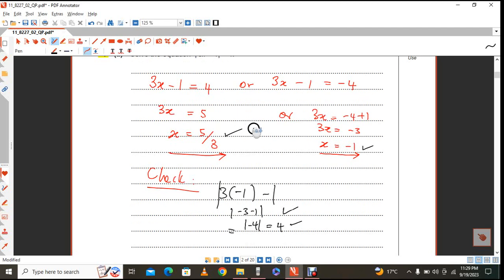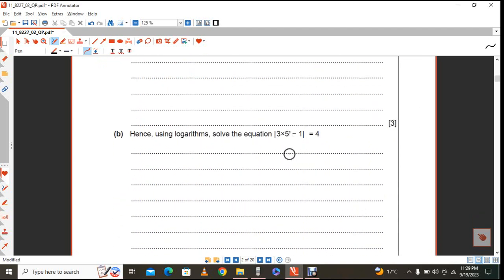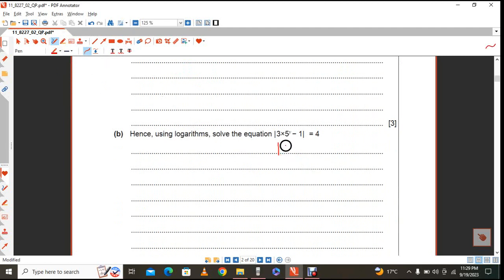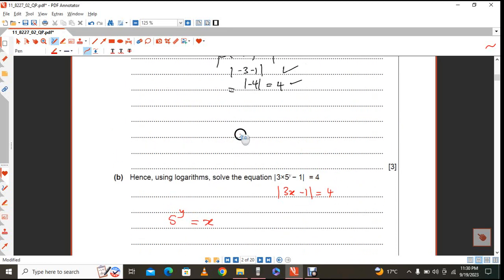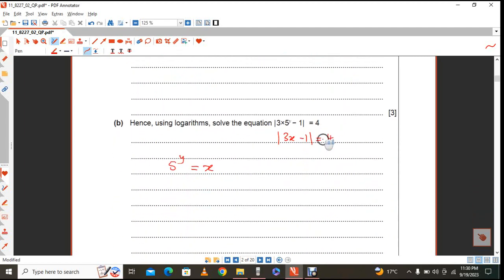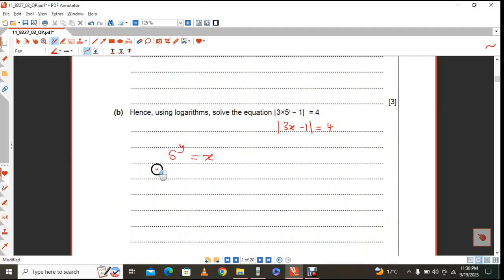Now let's get to part B. It's now saying hence, so you are supposed to use what you got in part 1. If you look at the equation in part 1, it was 3x minus 1 equal to 4, and this 5 raised to the power of y is now going to equal the answers for x. In our previous answers, we had 2 solutions for x: x equals 5 over 3 and x equals negative 1. So we therefore have to say 5 raised to the power of y is equal to 5 over 3, or 5 raised to the power of y is equal to negative 1.